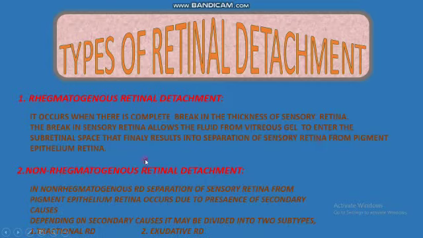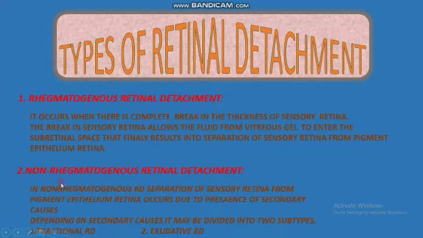And the main cause of rhegmatogenous retinal detachment is posterior vitreous detachment, because posteriorly the vitreous is very strongly attached to the retina, and when this vitreous is detached from the retina, it also pulls the sensory retina away from the retinal pigmented epithelium.